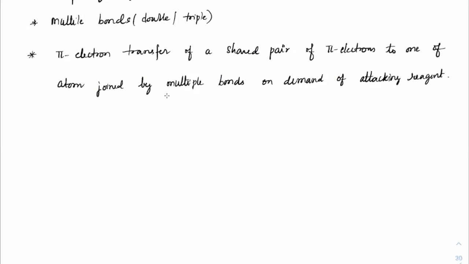What does this mean? Suppose we take a double bond here, and imagine an electrophile is approaching. An electrophile will always come with an empty orbital. So what will this pi bond do? Being a nucleophile, because you remember a pi bond is always an electron rich cloud, it will try to attack this electrophile. That is the nature of the electrophile. So before attacking, it will go through a temporary state.